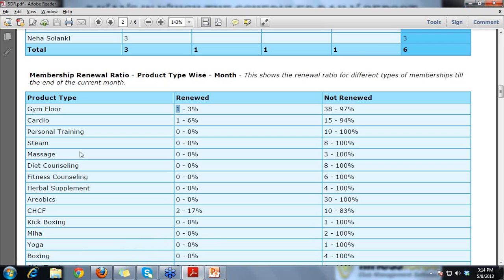Similarly, the renewal ratio is shown for each and every product type here. Personal training, as you can see, the renewal ratio is 0%. Renewed is 0% and not renewed is 100%. There were a total of 19 memberships of personal training which were expiring this month and none of them was renewed.